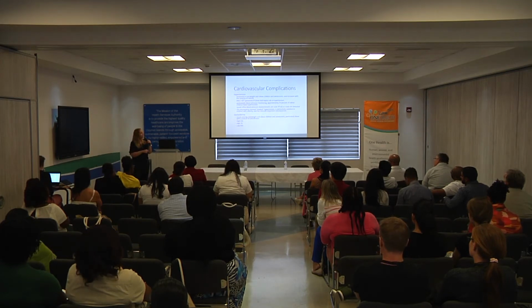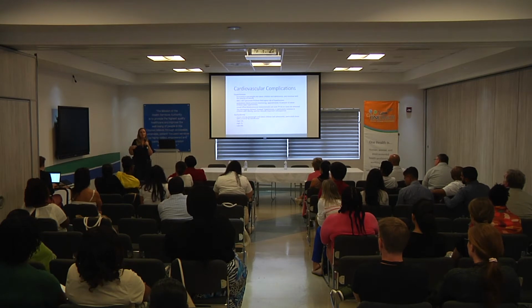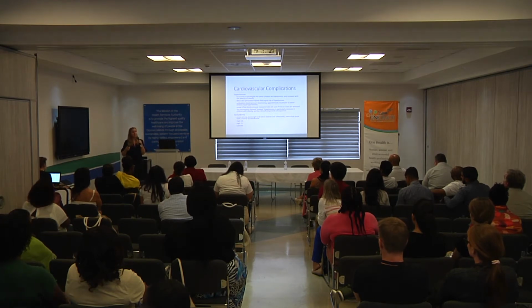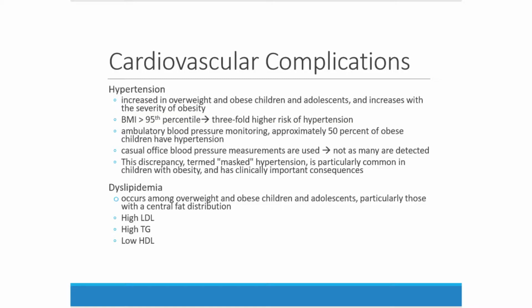What happens is if you actually put an ambulatory blood pressure monitor on them, 50% of these kids have hypertension. So that's a lot of children with hypertension, and they're running around and you're not even aware of it. So that's actually really important. So it's something that maybe we should start to do ambulatory blood pressures on these children when we see them, because we're really missing a lot of this.